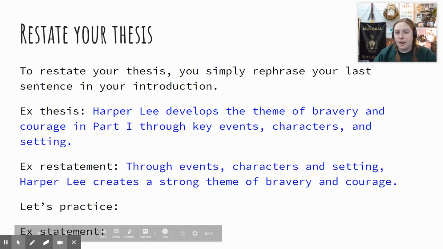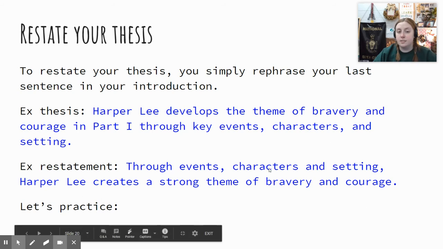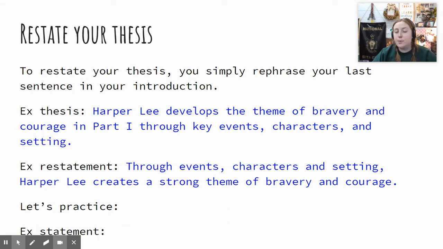All right, so let's look at an example of how to restate your thesis. This is our thesis statement, what we just reviewed. Harper Lee develops the theme of bravery and courage in part 1 through key events, characters, and setting. That's what we use in our introduction. A way that we could restate that in our conclusion would look like this: Through events, characters, and setting, Harper Lee creates a strong theme of bravery and courage. Do you see how we said the exact same thing, but we just said it in a different way? That's what I want you to do when you're restating your thesis. The same thing in a new way.